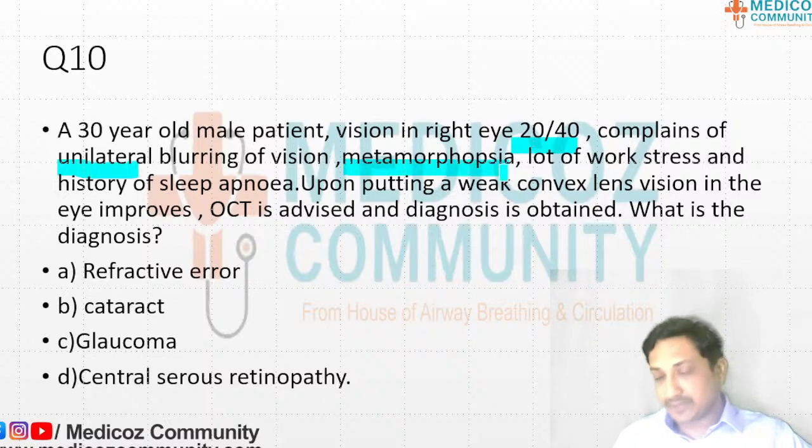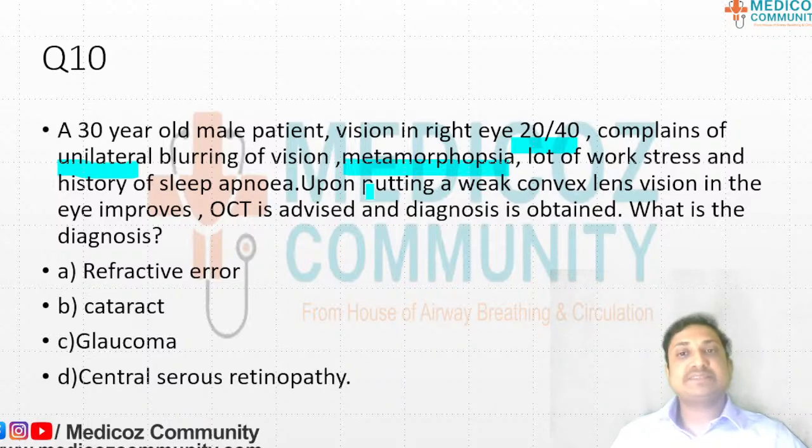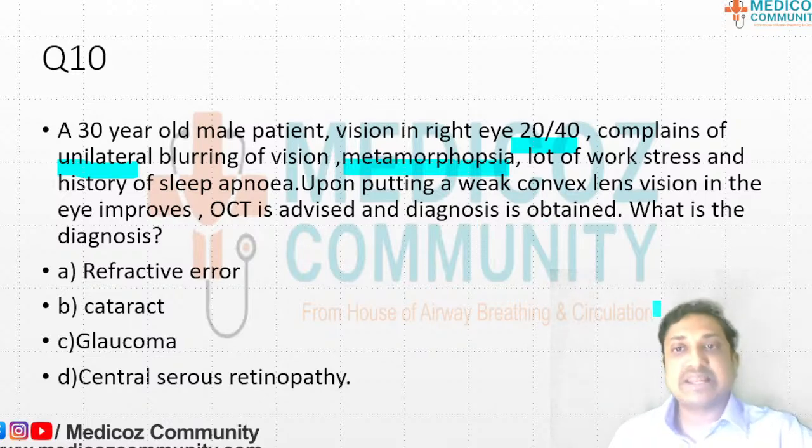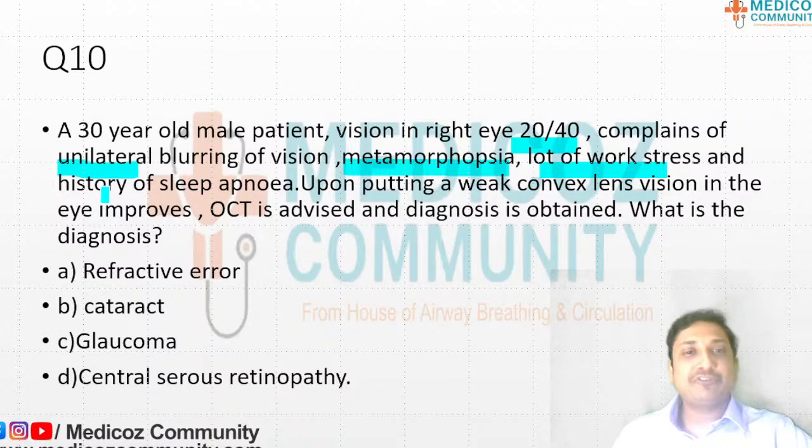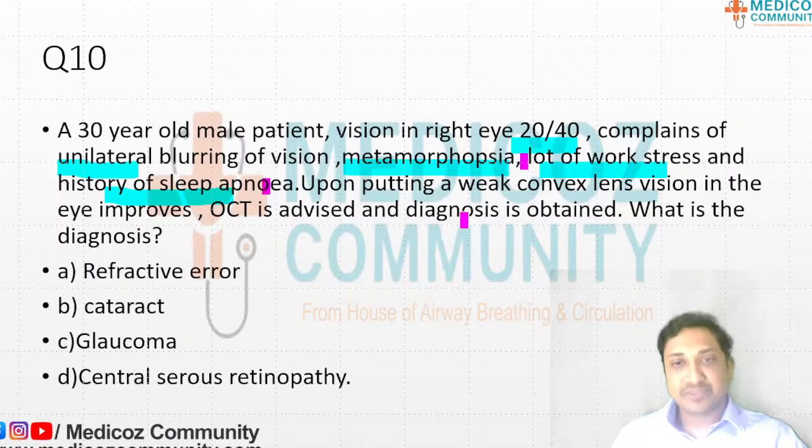What is metamorphopsia? Metamorphopsia is distortion of the vision. That means if a normal person sees a line straight, with metamorphopsia the patient can see the line wavy or slanting. Along with that, this patient has a lot of work stress, history of sleep apnea. This is a type A personality with a lot of work stress and history of sleep apnea.